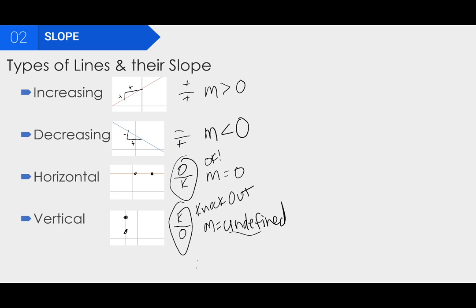Also, you want to be careful of using the words "no slope." That can be interpreted as 0 or undefined, and they are very different. Be careful not to use those two words. It can be confusing for students.